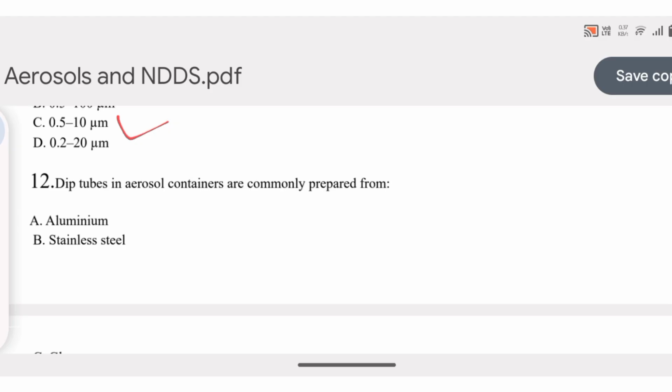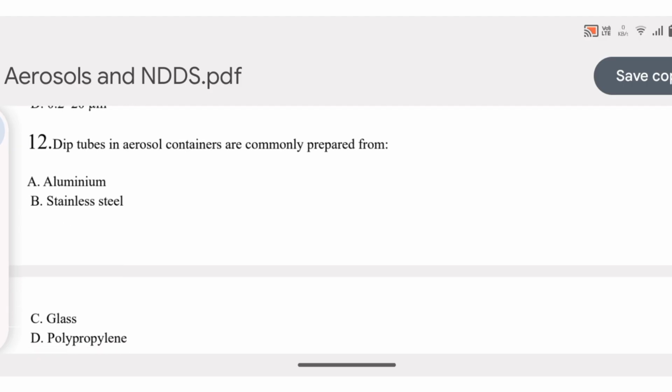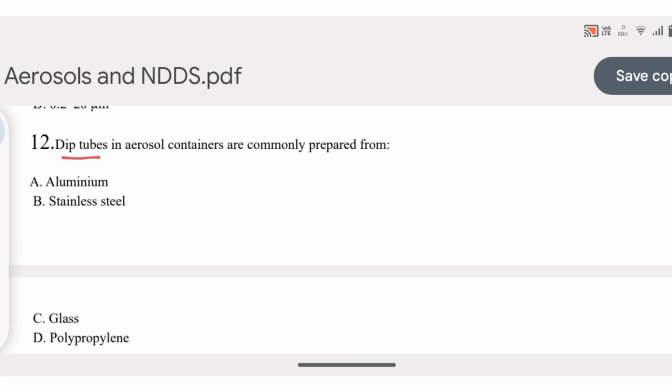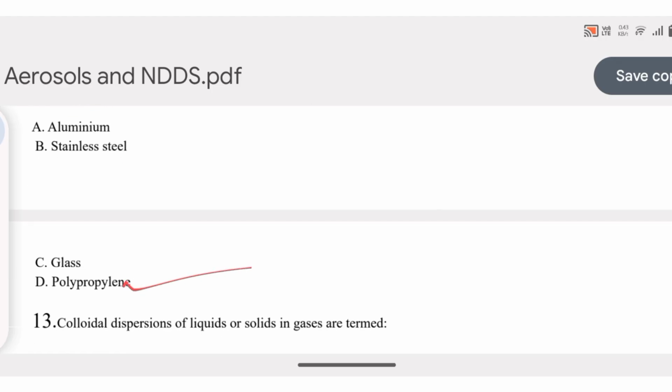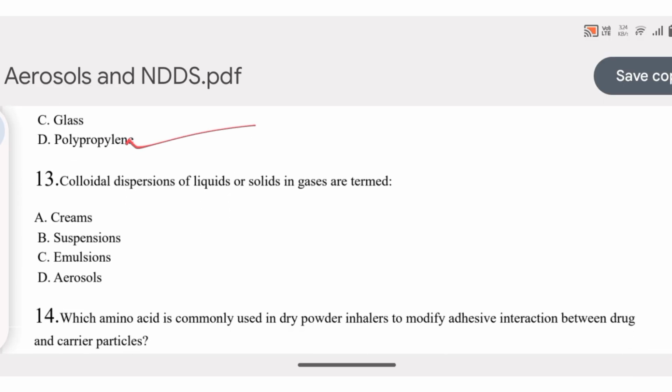Dip tubes in aerosol containers are commonly prepared from. It is saying the dip tubes, not the container, because the container is mainly made up of aluminium. Glass is not used as a dip tube because it has a chance of leachability and it also increases the cost. So the right answer will be polypropylene, which is the plastic type material.